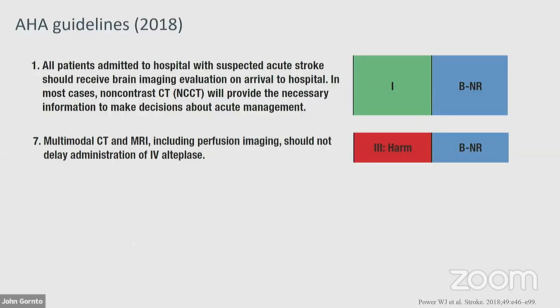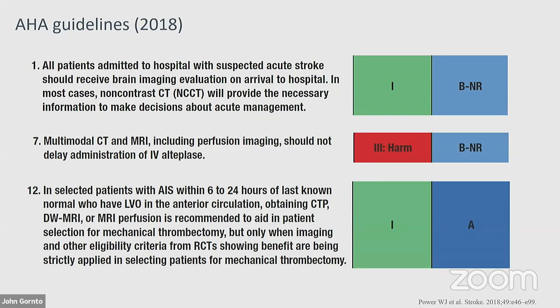American Heart Association guidelines say basically, if we start here, it's a bit of a cheap trick from my side, that all patients admitted to hospital with suspected acute stroke should receive brain imaging evaluation. In most cases, non-contrast CT will provide the necessary information, and multimodal CT or MRI should not delay administration of IV alteplase. But in the 6 to 24 hours time window, there is a clear message that we should do CT or MRI perfusion imaging.